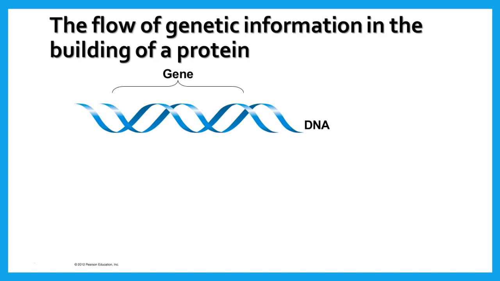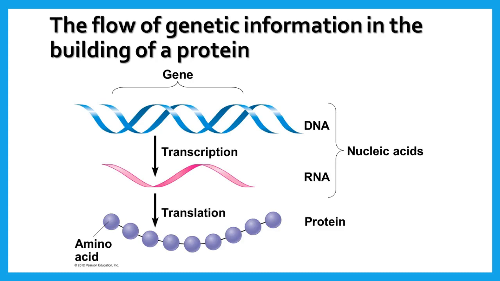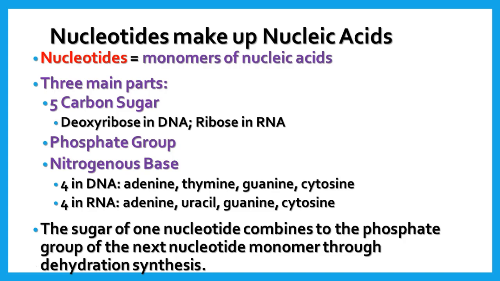Now, the flow of information in the building of a protein goes from the gene, which is in the DNA, via transcription to RNA, to translation, which makes the protein. And again, we'll spend some time later on learning more specifics about the particular process. But this just gives you an idea that the genes have the instructions, which are copied, transcribed into RNA, and the RNA instructions are used to actually build the protein molecules that make up your cells and every other living thing's cells.